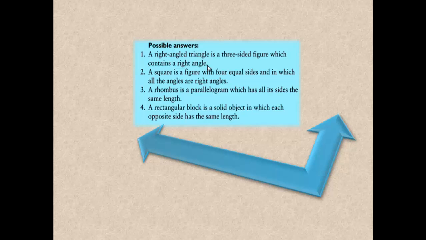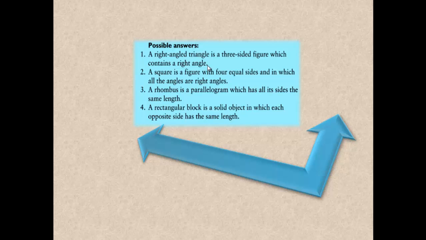Number 1, a right-angled triangle. What is a right-angled triangle? It's a 3-sided figure which contains a right angle. Let me give you a definition of a square. A square is a figure with 4 equal sides and in which all the angles are right angles.